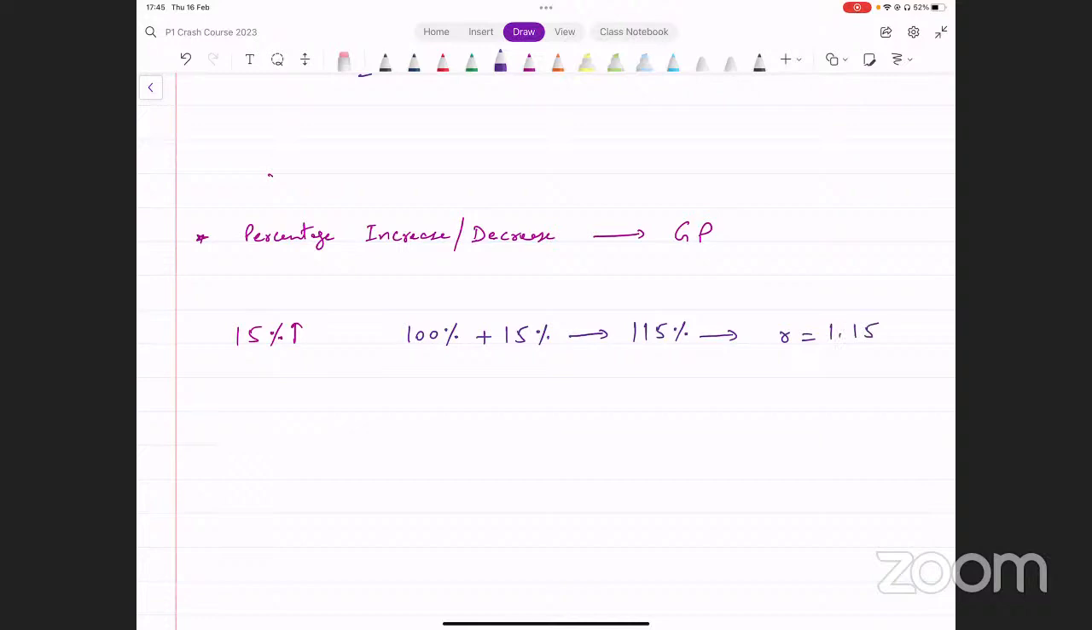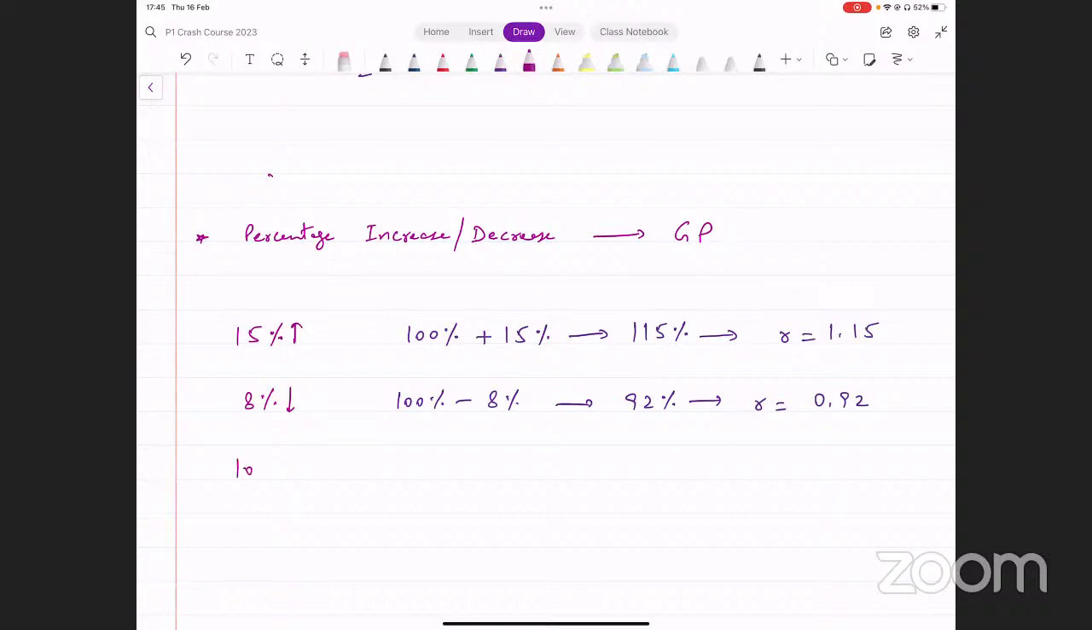Similarly, if you had, let's say, 8% decrease, what does this mean now? If the original was 100%, you're subtracting from that 8%. What are you left with? You're left with 92%. So every next term is 92% of the previous term. What does the ratio turn out to be in this case? Just convert this thing into decimals. 92 over 100, which is 0.92. That is what your ratio is going to be.